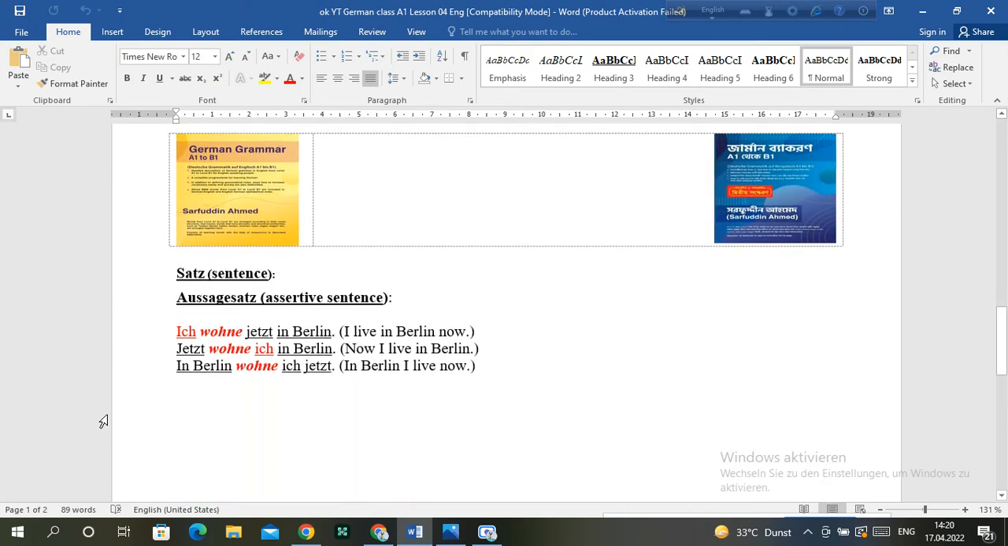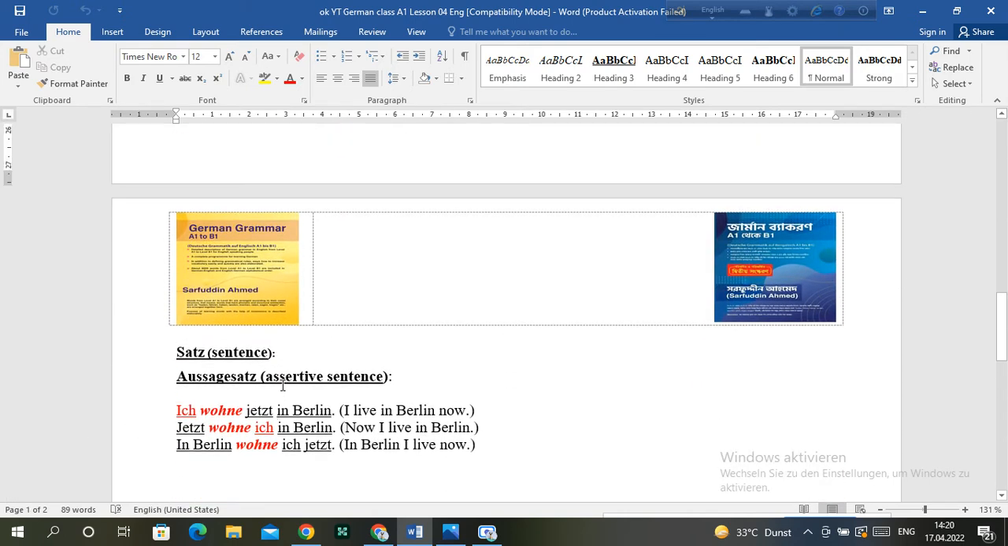Now we will discuss Aussagesatz, assertive sentence. This type of sentence is not a question. In an Aussagesatz, the subject is usually used at the beginning. However, any other part of the sentence can also be used at the beginning. But the second position of the sentence is always fixed for the verb. And then the other parts of the sentence are used.